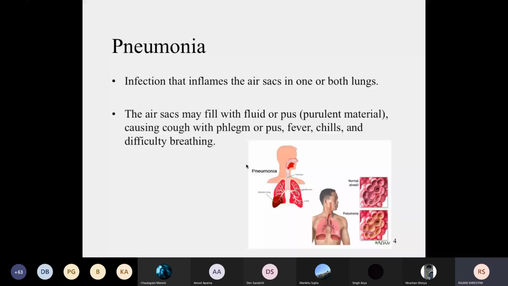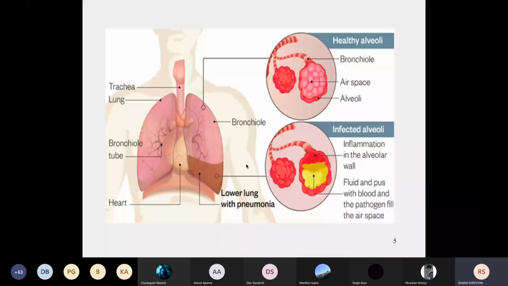As in the picture, you can see the healthy alveoli and the infected alveoli. In the healthy alveoli, gas exchange takes place normally so that the patient won't have difficulty in breathing. Whereas in the infected alveoli, there is an inflammation of the alveolar wall and a presence of purulent material due to the causative agent. So the air sacs get filled with purulent material, due to which gaseous exchange does not take place. The main function of the alveoli is exchange of gases, which does not take place, due to which the patient will have difficulty in breathing.